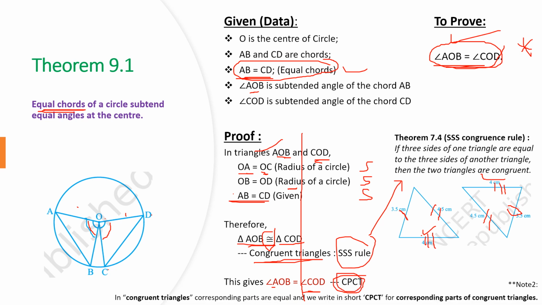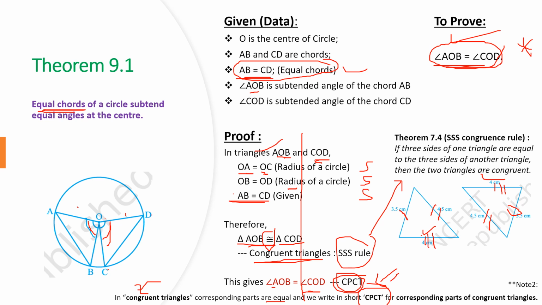Now we proved that the triangles are congruent, right? So within congruent triangles, the corresponding parts are equal. It means corresponding edges are equal, and at the same time, corresponding angles are also equal. Now we proved corresponding edges are equal, so we conclude that corresponding angles are also equal. What are the corresponding angles? Angle AOB and angle COD are corresponding angles, and we prove that angle AOB is equal to angle COD by the property of CPCT. What is CPCT? Corresponding parts of congruent triangles.